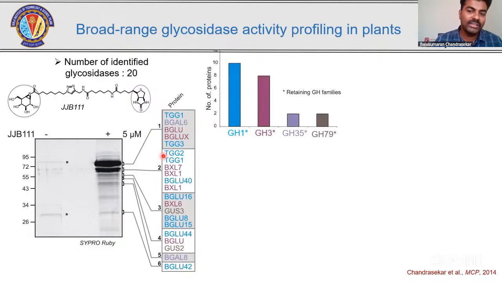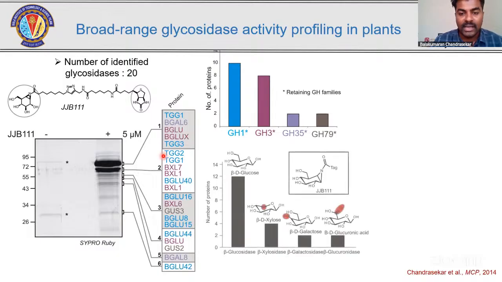To show you the different families we were able to target with the JJB70 probe, we targeted proteins belonging to families 1, 3, 35, and 79. These family members were also targeting different glycoside substrates. For example, we could see an enzyme targeting a glucoside as a glucosidase, an enzyme targeting a xyloside as a xylosidase, and a galactosidase and a glucuronidase in our data set, which indicates that the JJB probes, the activity-based probes, target glycosyl hydrolases.